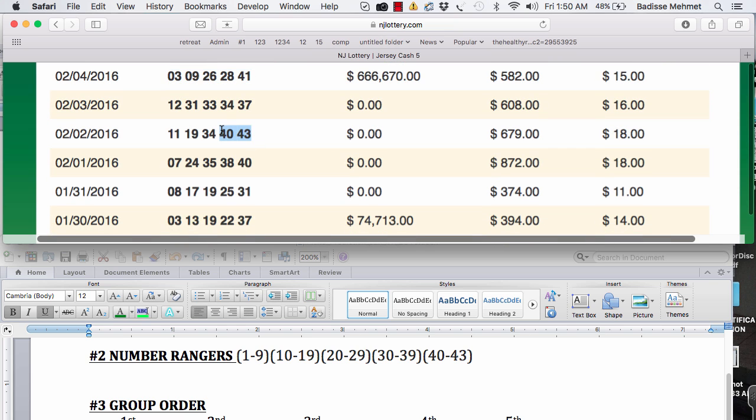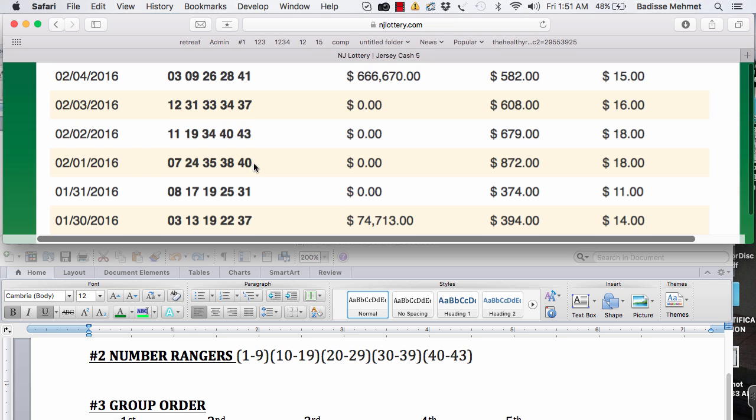Now look at the third grouping, right? You have this number here, these two numbers from 10 to 19, then you have this number here, that's from 30 to 39, then you have these two numbers from 40 to 43. So this is a totally different type of grouping, right?